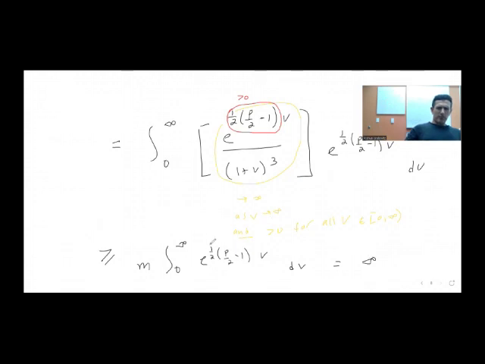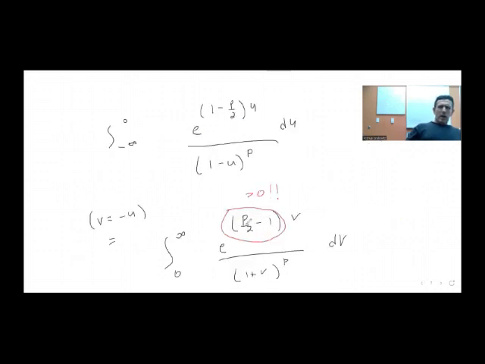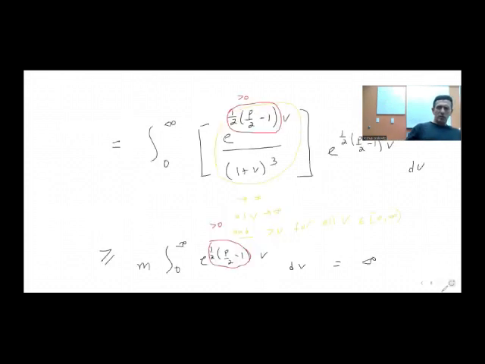Why is it infinity? Simply because, and I sound like a broken record, but this is key, this is positive. E to a positive times v from 0 to infinity integrates to infinity. As a sanity check, when p equals 2, this is just e to the 0, which is 1, so it's not positive. We're just integrating 1 over 1 plus v squared, and we computed that to be 1. So that's the sanity check when p equals 2.